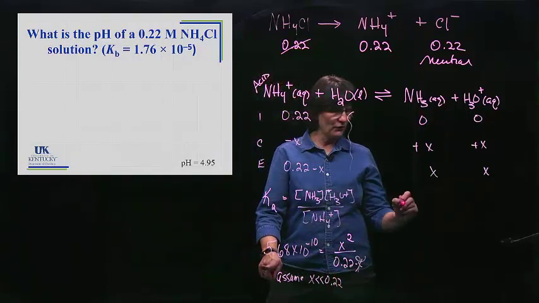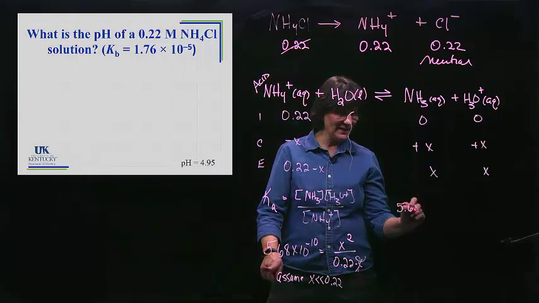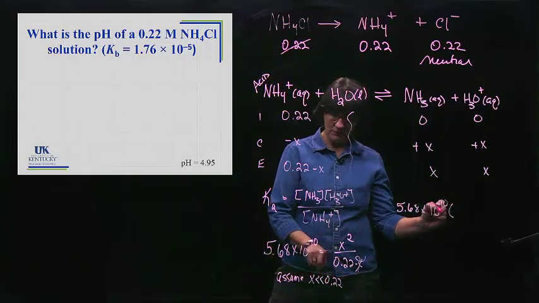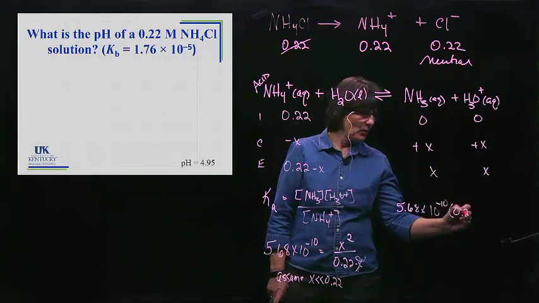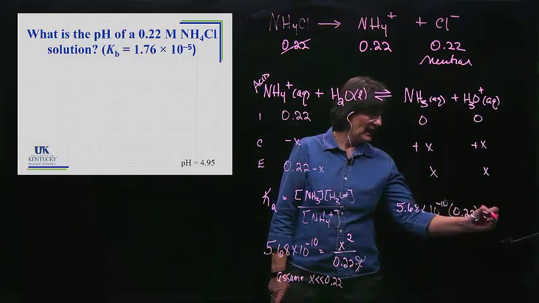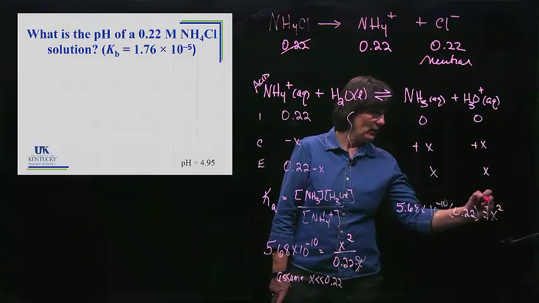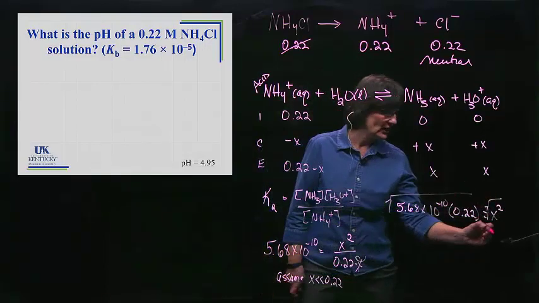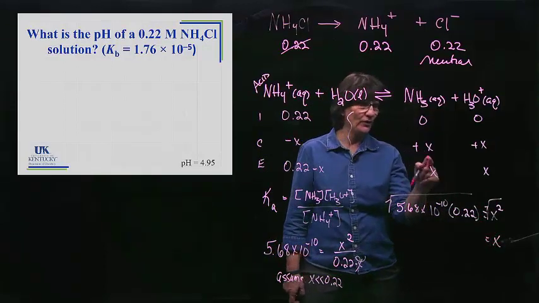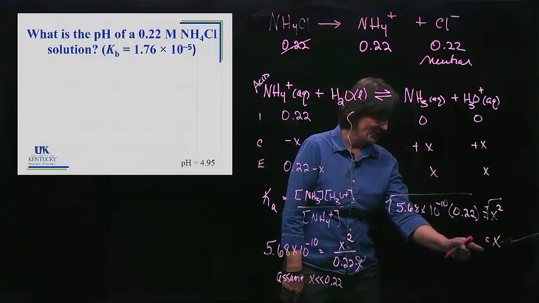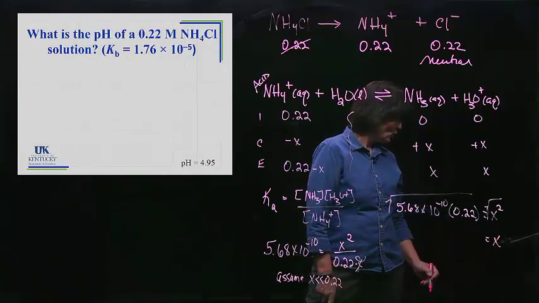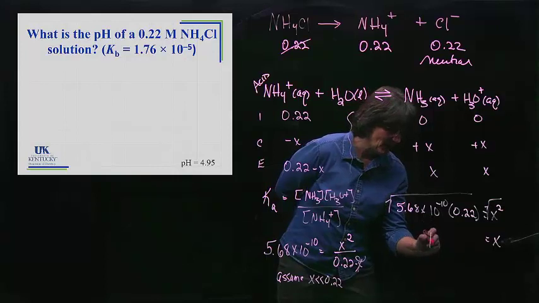So now we keep solving for X. 5.68 times 10 to the minus 10 times, we're trying to get the 0.22 up here, 0.22 is equal to X squared, but I want X. Now in reality, there's a positive solution and a negative solution. We don't want the negative solution because we don't want a negative concentration. The positive solution for this problem is 1.11 times 10 to the minus 5.